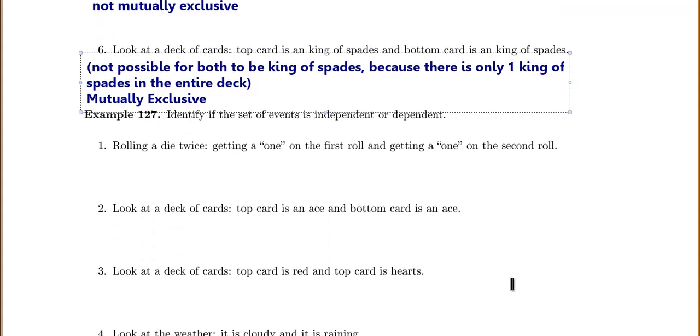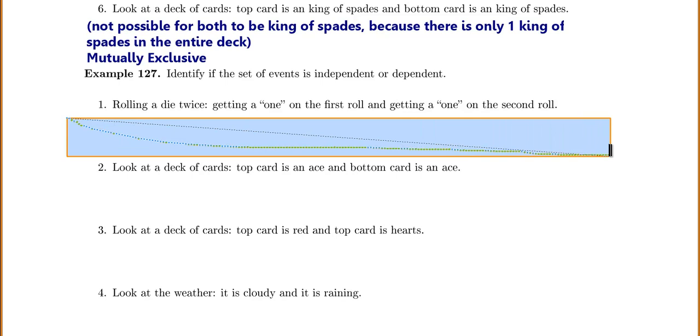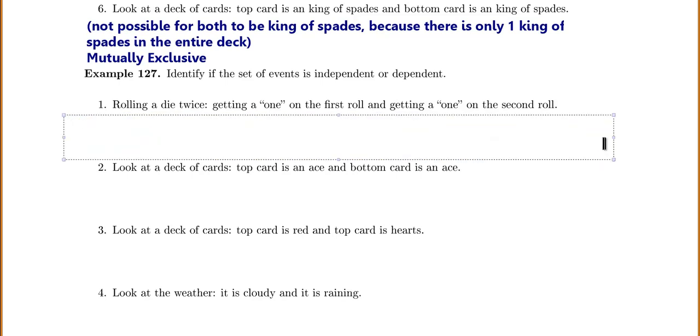Now for example 127, we're going to identify for each set of events whether it's independent or dependent. Remember, independent or dependent means whether or not they affect each other. So number 1, roll a die twice, getting a 1 on the first roll and getting a 1 on the second roll. So if you get a 1 on the first roll, does that affect whether or not you get a 1 on the second roll? No, they don't affect each other. So this would be independent.